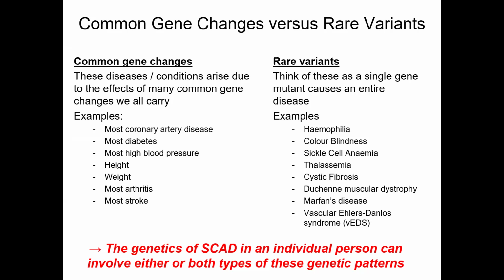Then there are rare variants, and you can think of these as single gene mutants that cause an entire disease. And rare variants can include diseases such as hemophilia, color blindness, sickle cell anemia, thalassemia, cystic fibrosis, Marfan's disease, and also vascular Ehlers-Danlos. So the genetics of SCAD in an individual person can involve either or both of these types of genetic patterns.